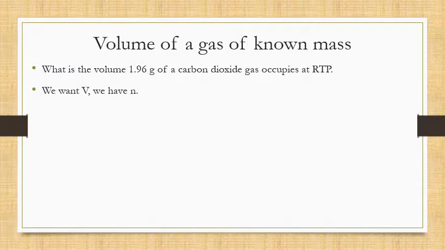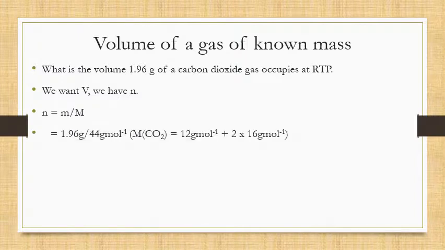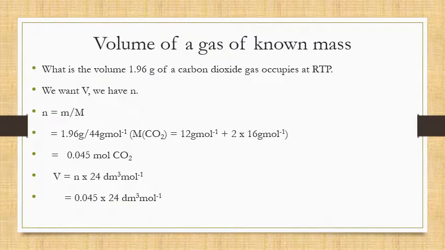Right, so we want V, however, we don't have a volume, we have number of moles. So we need to first work out the number of moles. So the number of moles equals the mass over the molar mass. So it's going to be the mass, 1.96 grams, divided by the molar mass of carbon dioxide, which is 44. So now we have the number of moles of carbon dioxide. Okay, but we still want V, we only got n. So how are we going to do that then? V equals number of moles times 24, because you're at standard room temperature and pressure. So it's going to equal 0.045 times 24, which equals 1.08 decimeters cubed, about a litre.